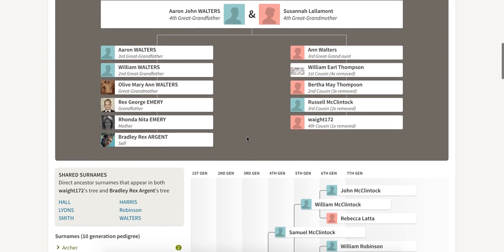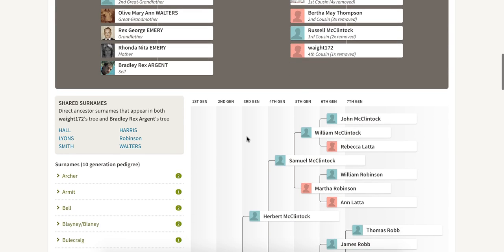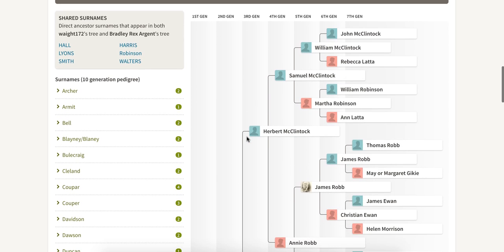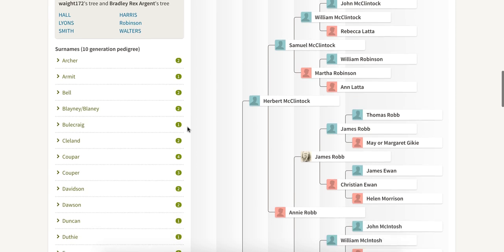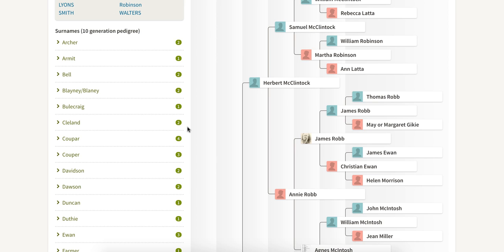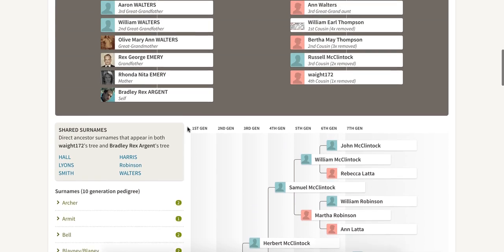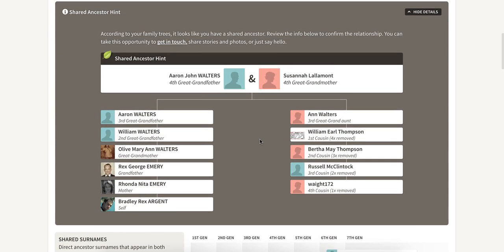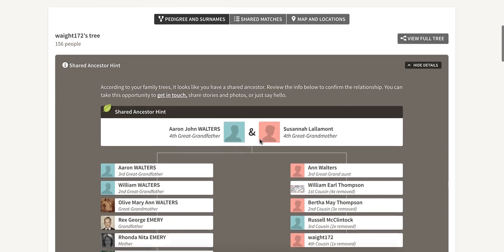And of course, if you scroll down further, you can see their tree in all its glory. The shared surnames that we have in both of our trees, all the surnames that they have, all the people going back, I think it goes as far as 7 generations back. And you can see a snapshot of their tree. So wonderful stuff, all from just spitting in a tube and putting a tree online.